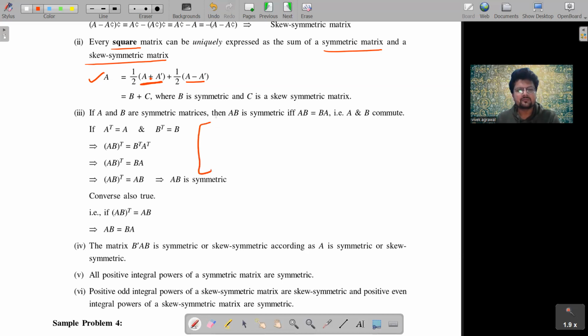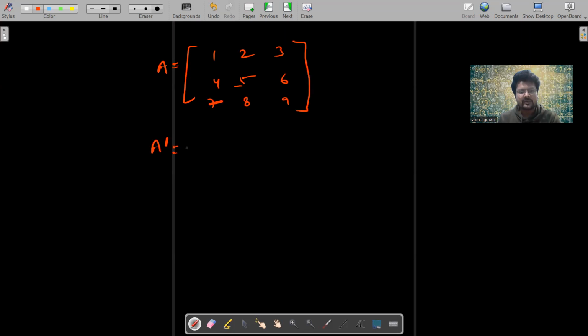Suppose you have this B and C. Okay, let me tell you. Suppose you have a matrix. Let's take a matrix: 1, 2, 3, 4, 5, 6, and 7, 8, 9. Let's take this. And if I do A dash, what will be A dash? This 1, 2, 3 will come here, right? 1, 2, 3. This is 4, 5, 6, 7, 8, 9.